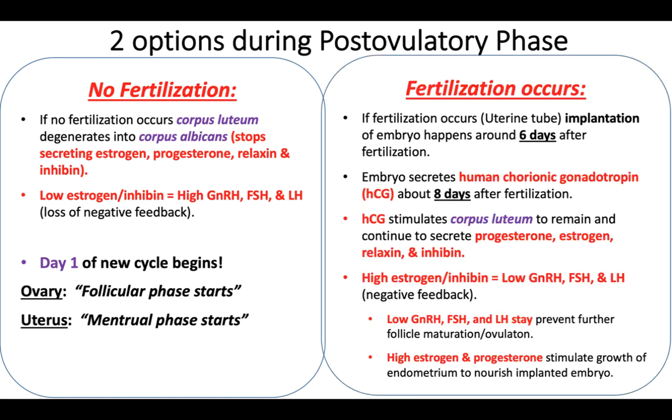What happens if pregnancy or fertilization does occur? Well, remember, it occurs in the uterine tube, where sperm meets oocyte, forms the diploid zygote. That diploid zygote becomes the embryo, right? And that embryo has to eventually implant in the uterus. That takes about 6 days after fertilization. So this is a waiting game, right? That corpus luteum is sitting there waiting. After 6 days, it implants in the uterus.